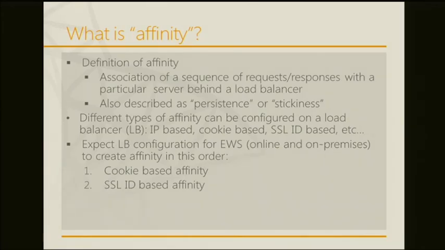So we have documentation on TechNet about the configurations, exactly how to do this if you're an IT admin, how you configure Affinity on a load balancer for various different protocols. For EWS, we're primarily going to focus on this cookie-based Affinity, and we'll explain that in depth. And then, like in Exchange Online and Exchange on Premises, you might see that it would fall back to the SSL ID-based Affinity. So if that cookie is not present, then the load balancer would be configured to use SSL ID Affinity to send any request with that same SSL ID to the same CAS server.